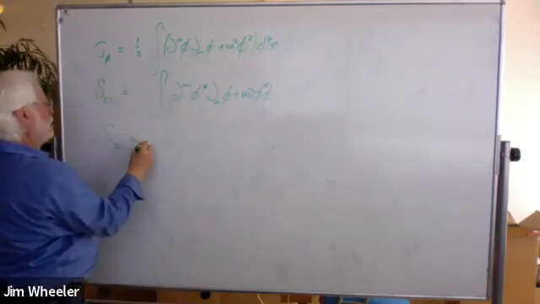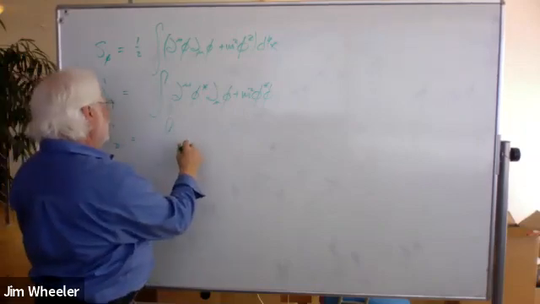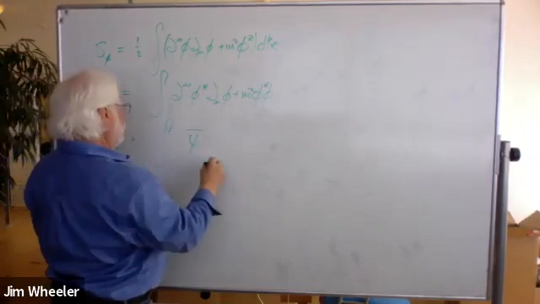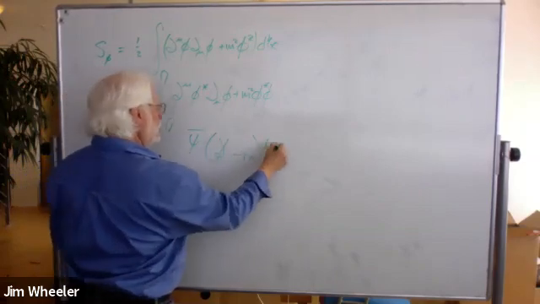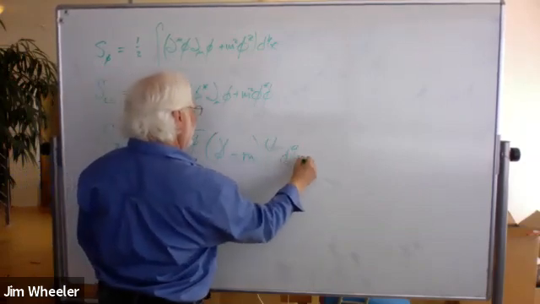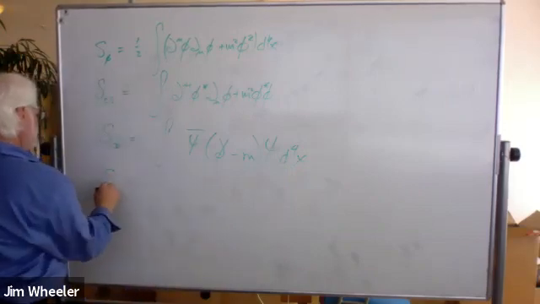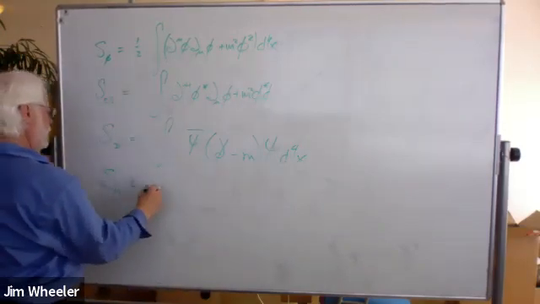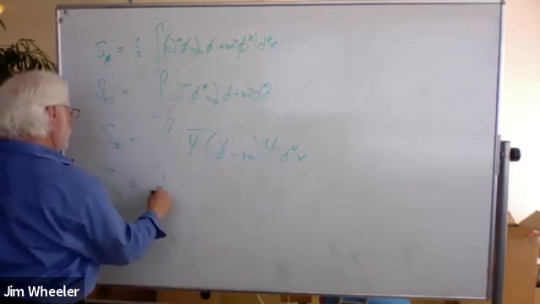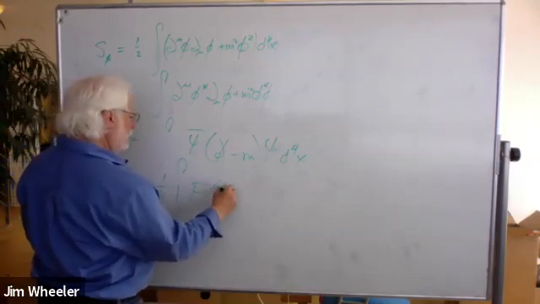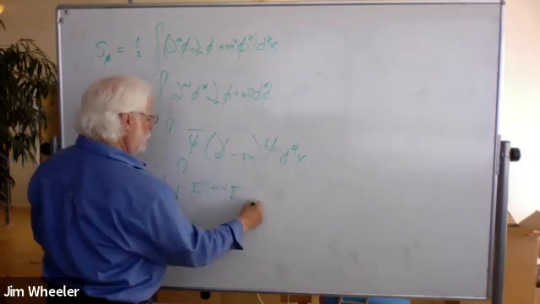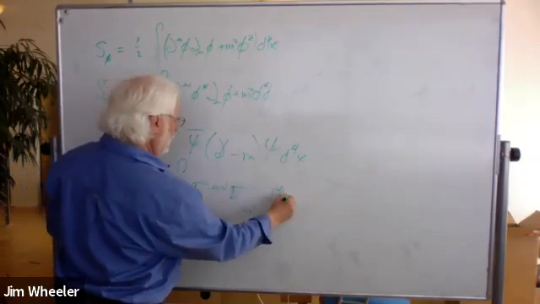So then we have a Dirac action, which we know now we can write as psi bar (d slash minus m) psi d4x. And then we have a Maxwell action where we square the Faraday tensor and integrate that d4x.